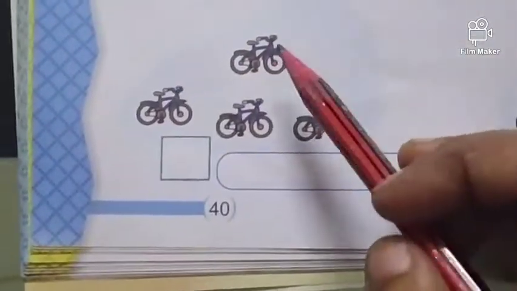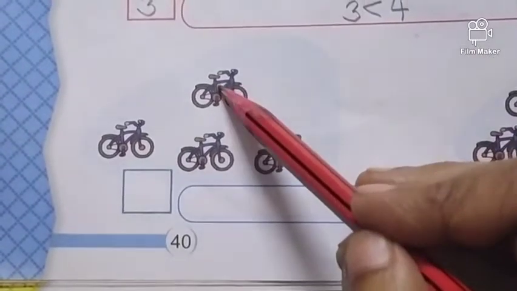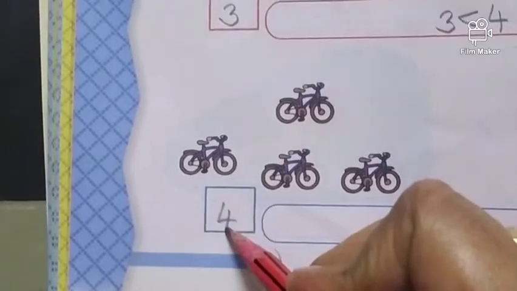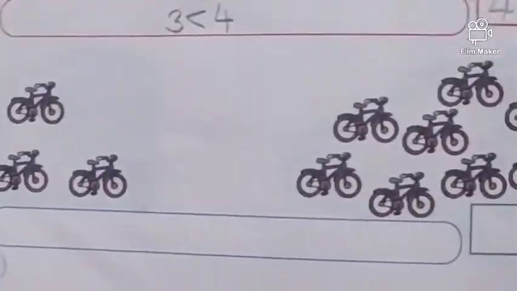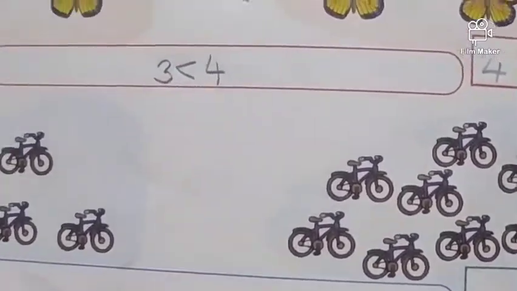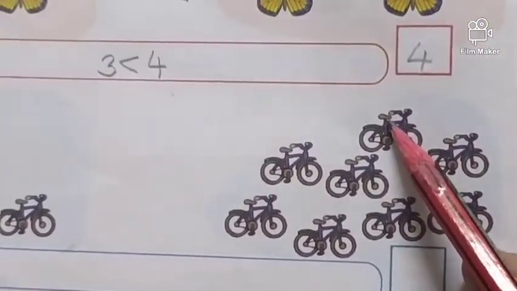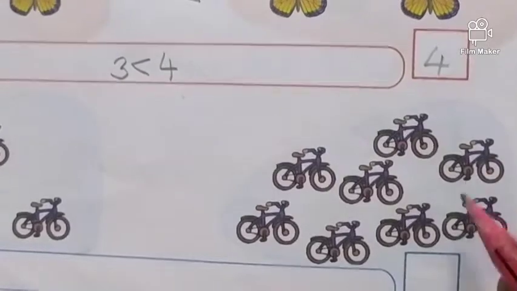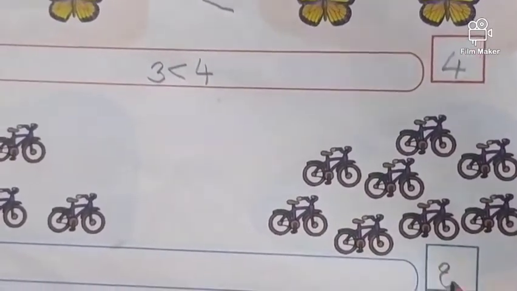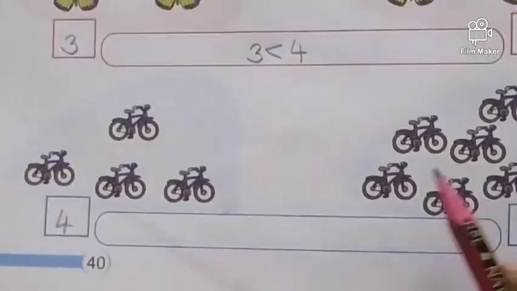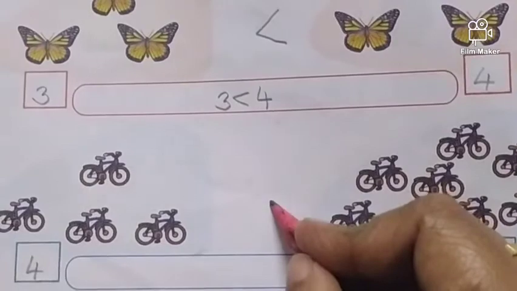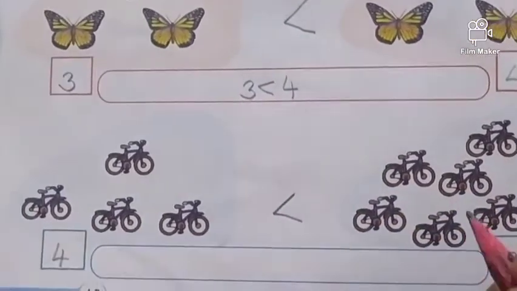Now count the cycles, bicycles. 1, 2, 3 and 4. 4 bicycles are there. Now there are many. My God, count it fast. How many are there? 1, 2, 3, 4, 5, 6, 7, 8 bicycles are there. So write down 8 bicycles. Okay. Here are 4. Here 8. Which sign will come? Yes, lesser than.